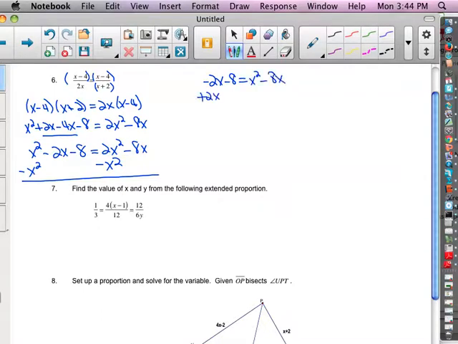Add the 2x to both sides. You'll have minus 8 equals x squared minus 4x. And then add the 8 to both sides.